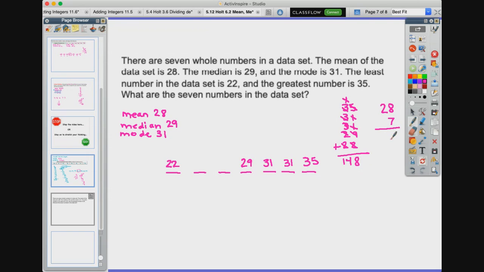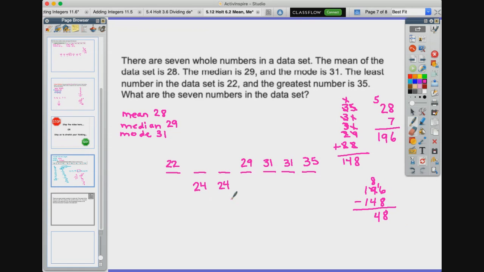So we're going to go the opposite, and we're going to multiply by 7. 2 times 7 is 14, plus 5 more is 19. So I have 196 is worth all of my values together. Now, I already have 148 taken care of, so I'm just going to subtract. Need to borrow and regroup. And I have 48 left over. Now, we can go easy peasy and say, 48 divided by 2 is 24. So I can just throw 24 and 24 in there, and I have my 2 values taken care of.